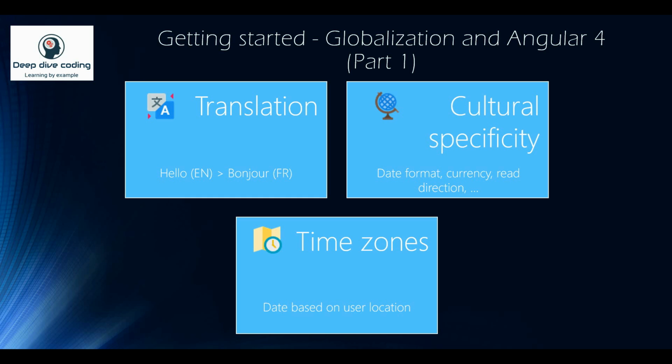Over different sessions, we'll see how to solve problems caused by globalization. We will divide problems into three types. Translation, how to translate text in the user language. Cultural specificity, how to format dates, currency, text in the user culture. Time zones, how to convert dates in the user time zone.